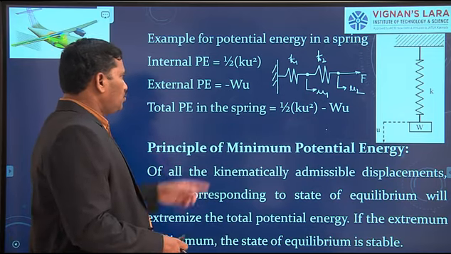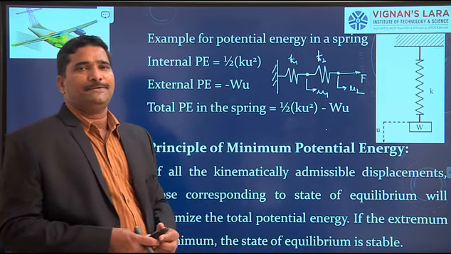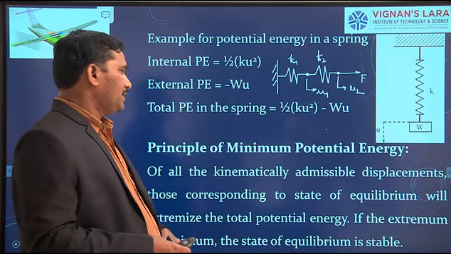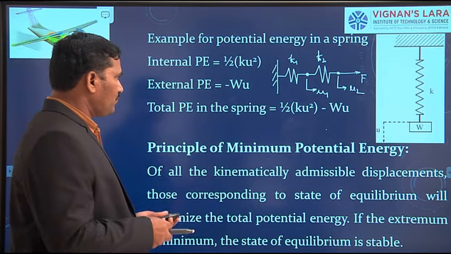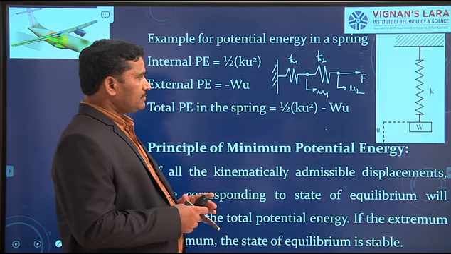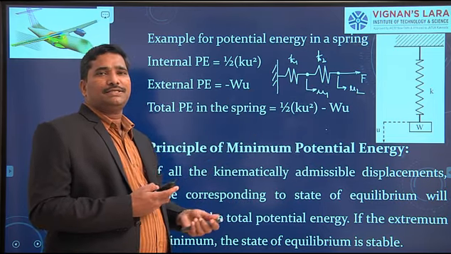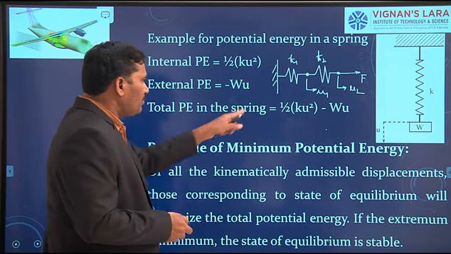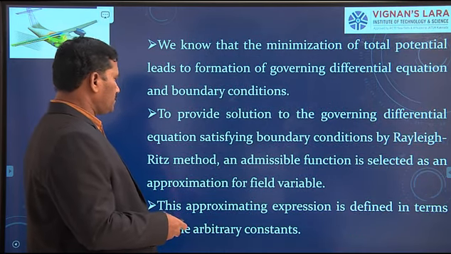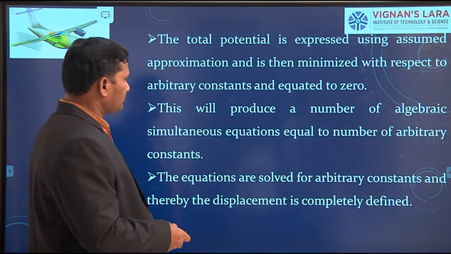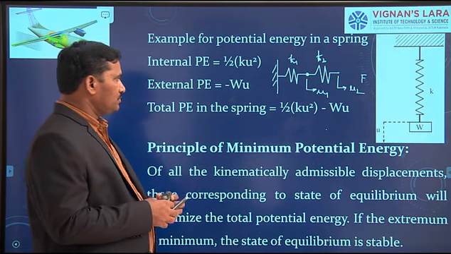So those that correspond to the state of equilibrium will extremize the total potential energy. If the total potential energy is minimum, then the state of equilibrium is stable. That is what we see from this principle of minimum potential energy. Now for stable equilibrium of this system, what you have to do? You have to extremize this total potential energy. For extremum of this total potential energy, as I said, d by du of pi equals 0.